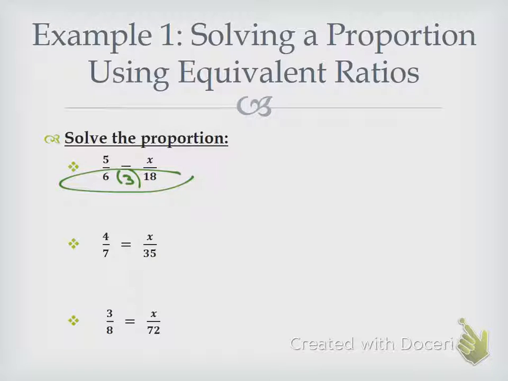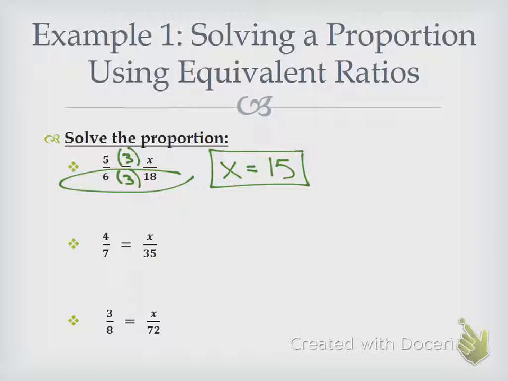You have to pay attention to which way the numbers are trending. Are they trending up? Okay, we're multiplying. Are they trending down? Then we're dividing. So since we're going 6 to 18, we know we're multiplying. Whatever we do to bottom, we do to top. So what is 5 times 3? 15. X equals 15, and that's it. So your work is to fill in the missing link. Your answer, X equals 15.